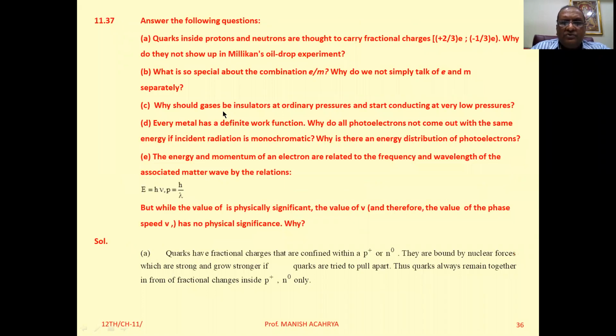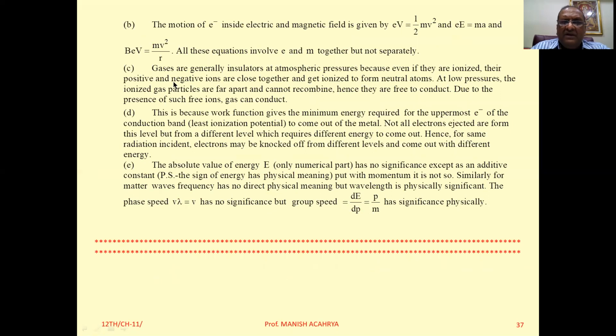Then see, why should gases be insulators at ordinary pressure and start conducting at very low pressure? Gases are generally insulators at atmospheric pressure because even if they are ionized, their positive and negative ions are close together, right? And they form neutral atoms. But at low pressure, the separation is much larger. So ionized gas at low pressure becomes a conductor. Clear? So that will be a conducting medium.